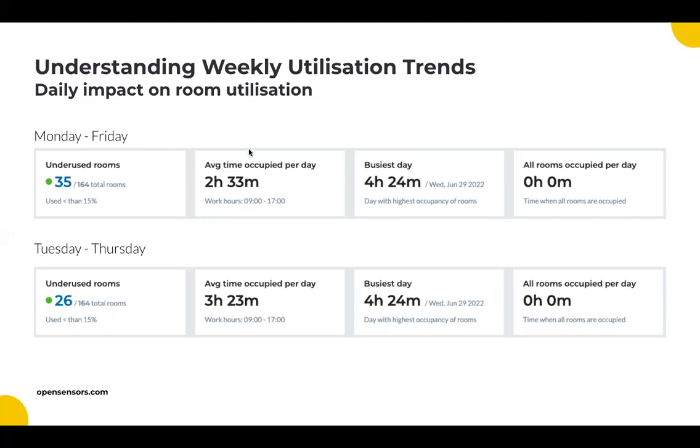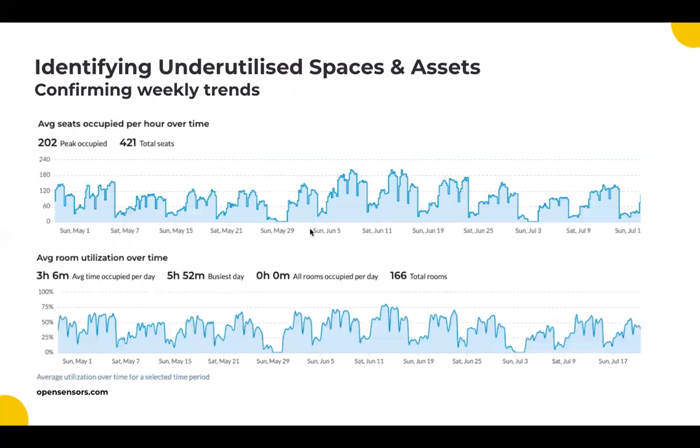And the way that you can confirm this is by looking at utilization over time, which is what you can see here. So we have seats and rooms again, and you can see as we go through the peaks in the week on Tuesday, Wednesday, Thursday, and then dropping off on Monday and Friday. And over time, this is a very repeating pattern. So it's something that this client is currently looking to address, and we're working with them to fix that.